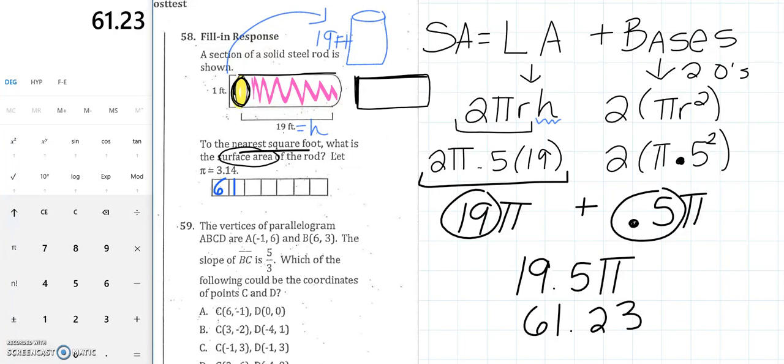Now be careful, in all of these problems they ask you to use 3.14 as your pi, but on the EOC, unless otherwise specified, you're always using this pi button. Let's see if our answer would be different if I use the pi button. 19.5 times pi is going to be 61.26, so it's a little bit bigger. So it does make a difference, and the larger your numbers are, the bigger the difference is going to be. All right, so let's move on to our last two questions.